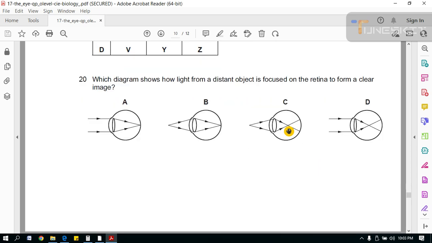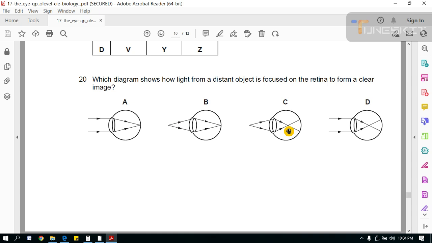Now you have another MCQ. Which diagram shows how light from a distant object is focused on the retina to form a clear image? Okay, which diagram shows how light from a distant object is focused on the retina to form a clear image? Okay, which one? In this case, option A is correct.